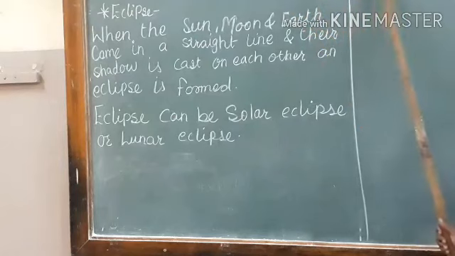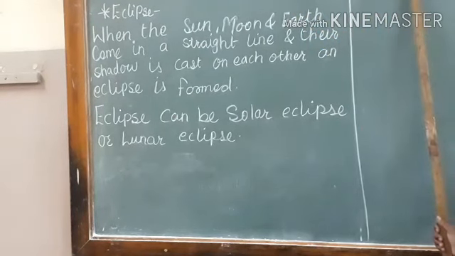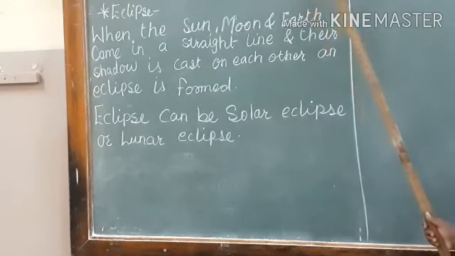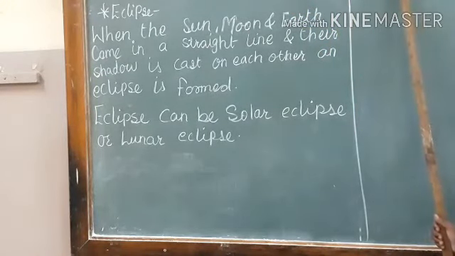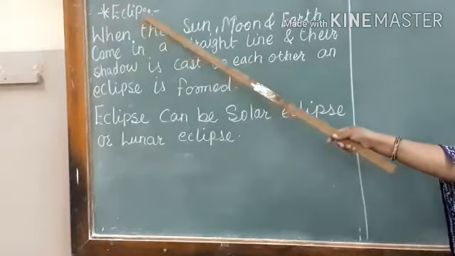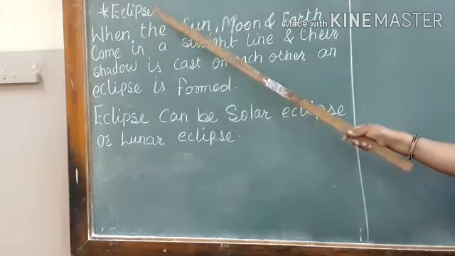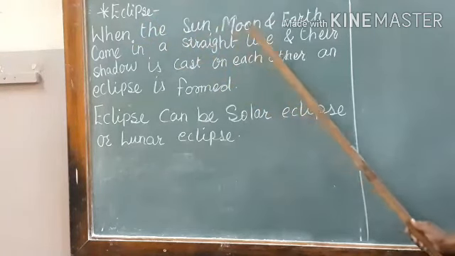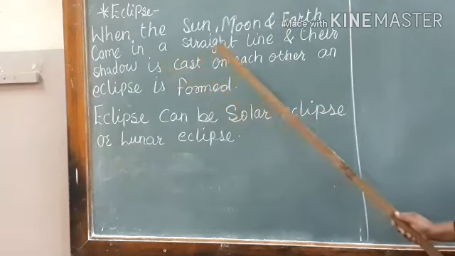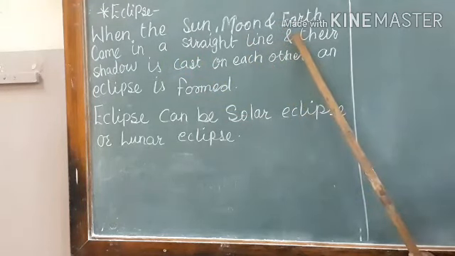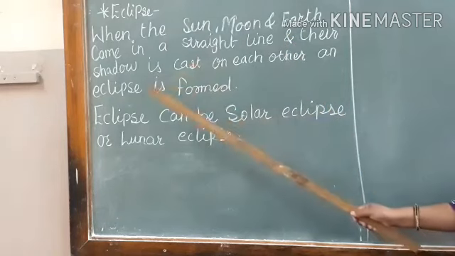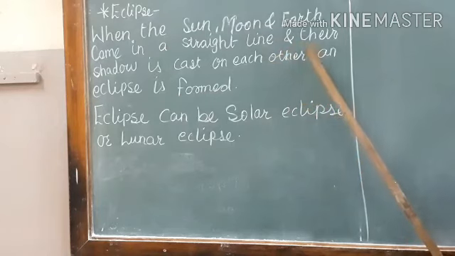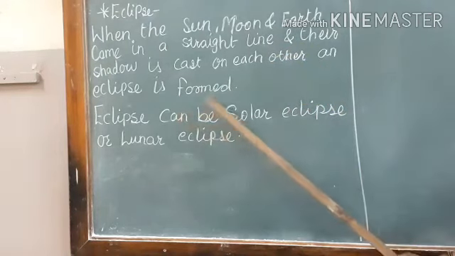Now, because of these three celestial bodies, there are various phenomena that occur on them. One of them are eclipses. Now, what is an eclipse? When the Sun, the Moon and the Earth come in a straight line on a particular day, their shadow is cast on each other and then an eclipse is formed.